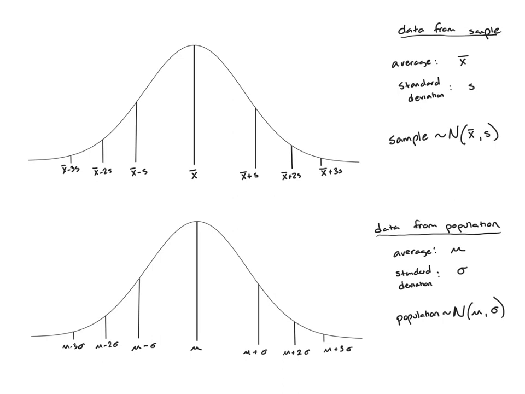This has gone ahead and overviewed the different notation we would use for data from a sample versus data from the entire population in terms of what it looks like on the normal distribution itself.